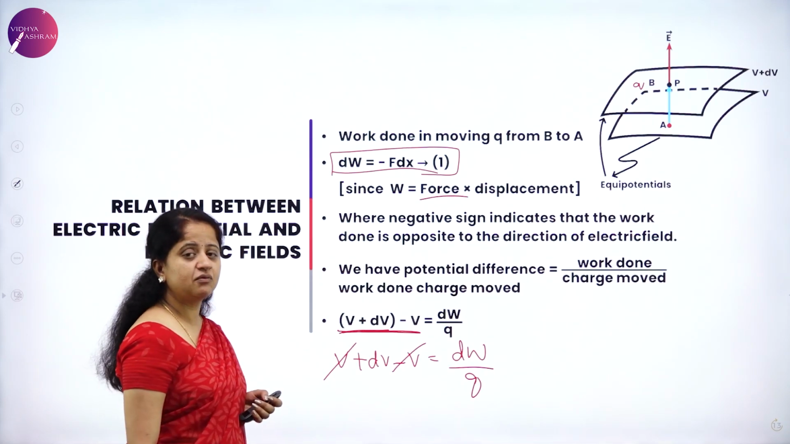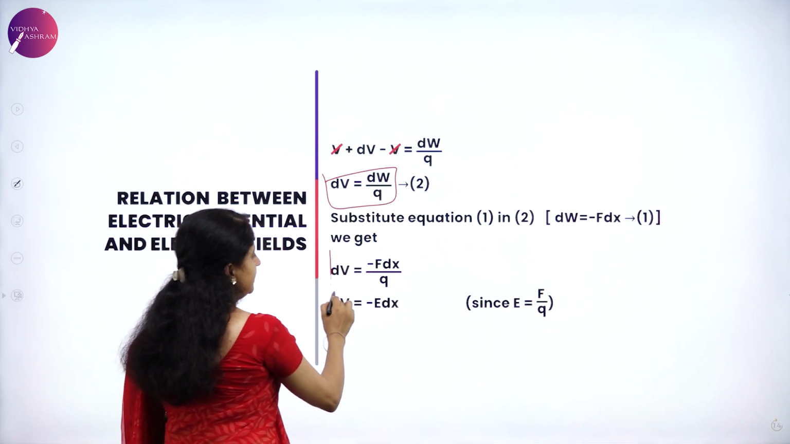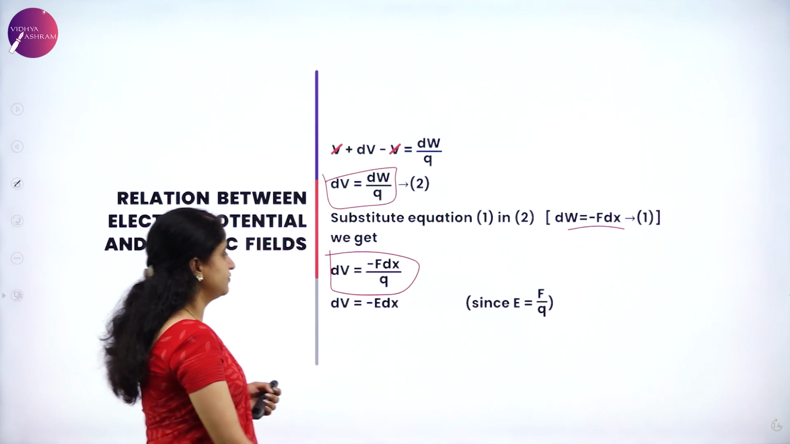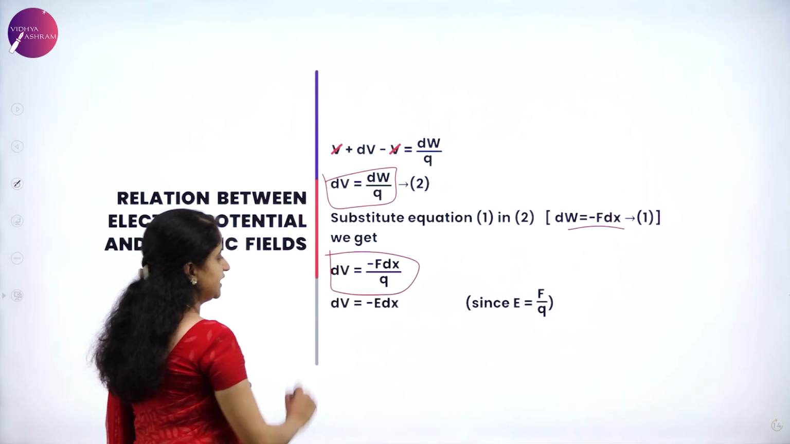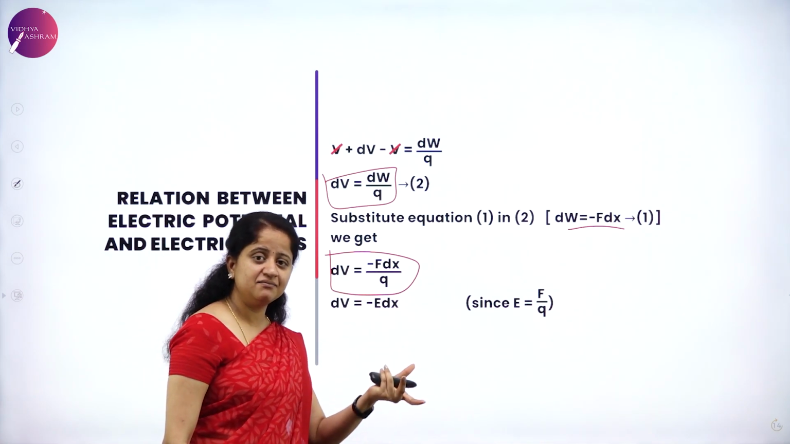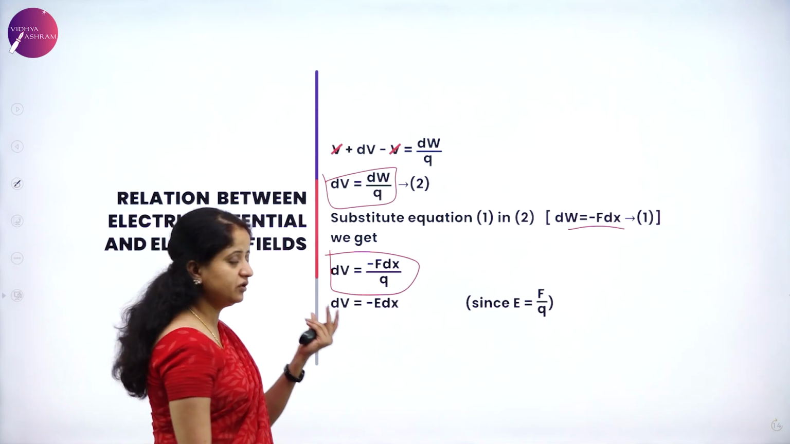Now substitute equation 1 in 2. What is our equation 1? It is dW is equal to minus F into dx. Substituting the same here, in the place of dW I substitute minus F dx. So we get dV is equal to minus F dx divided by Q. What is that force F? It is nothing but the electrostatic force due to the electric field.